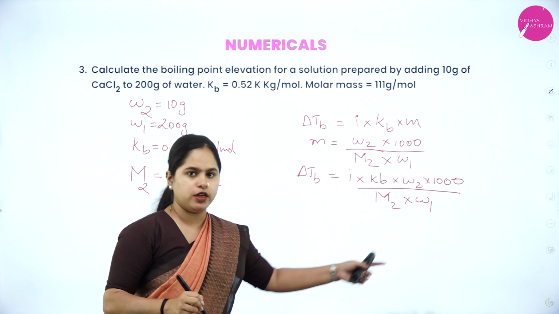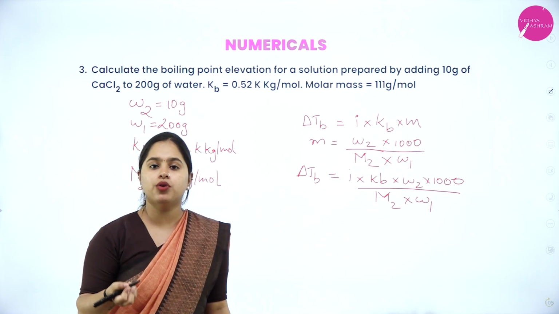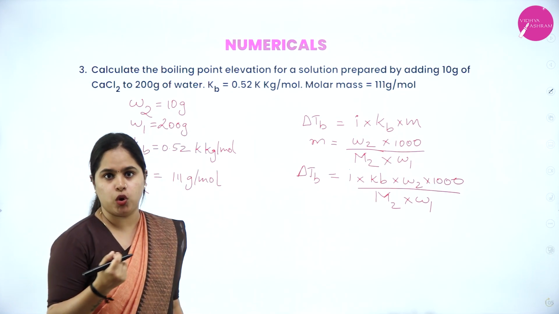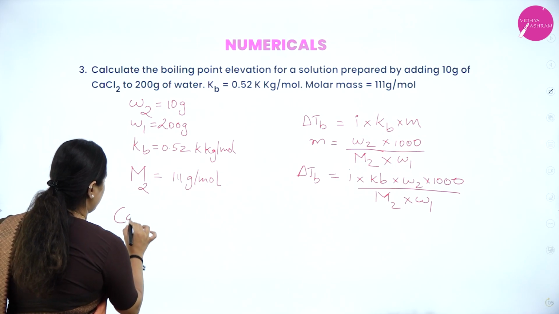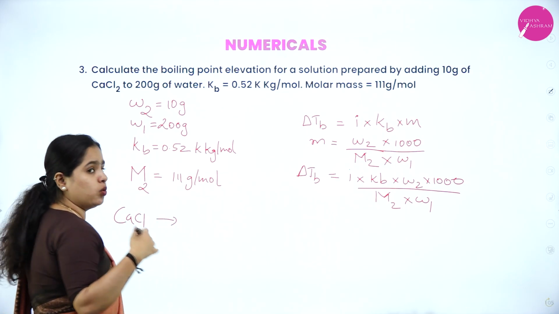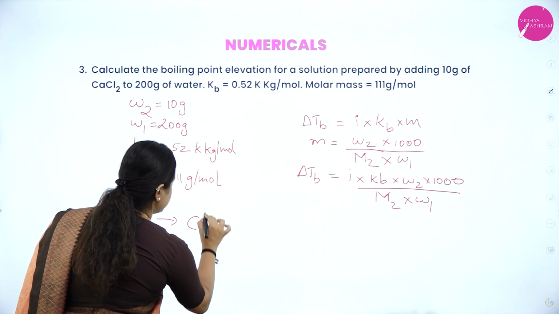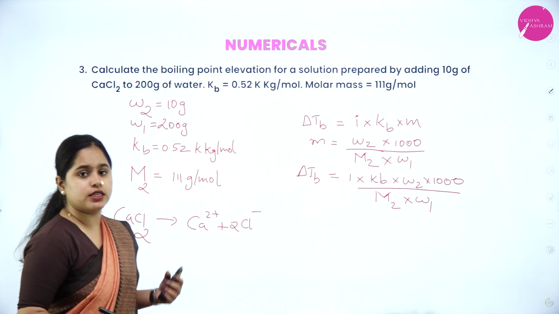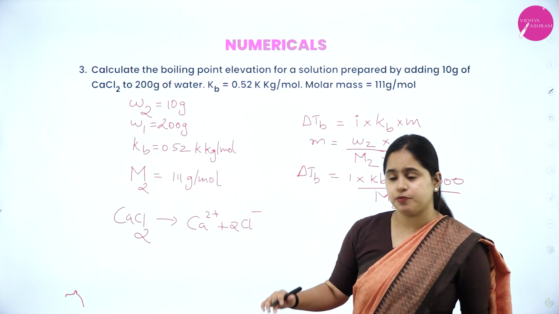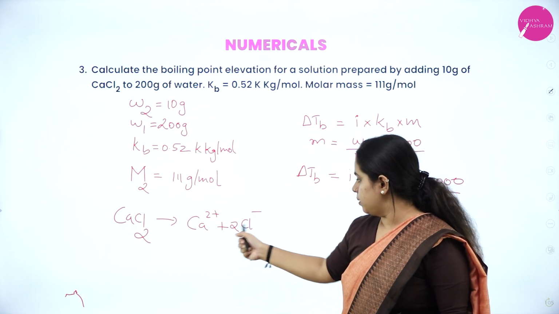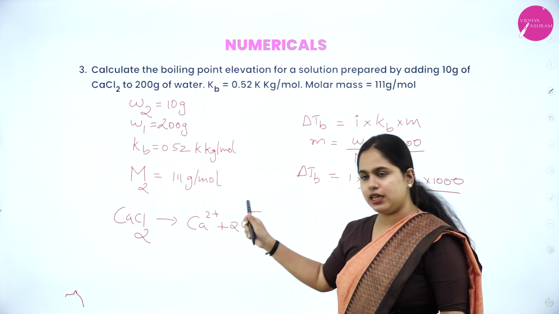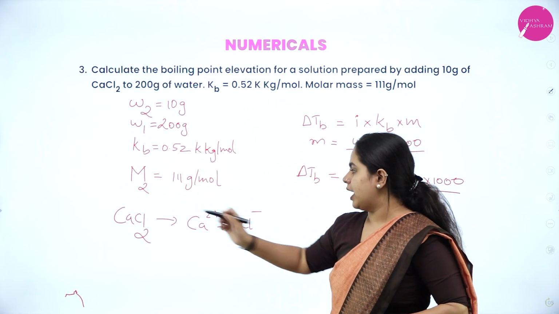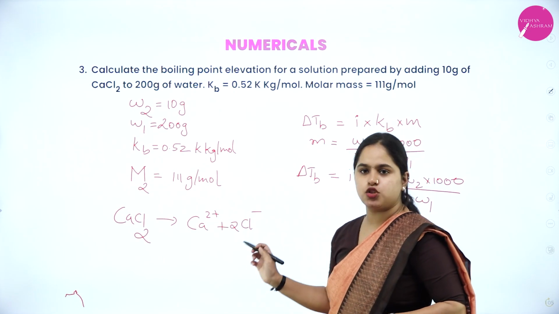Now all these values are known except I. So how do I calculate I? In the question, the solute is given, it is calcium chloride. In the solution, how does it dissociate? It dissociates into Ca2+ and 2Cl-. Two Cl- are required because 1 Cl carries 1 negative charge, so to balance this, 2 is required here. So calcium chloride dissociates into Ca2+ and 2Cl-.